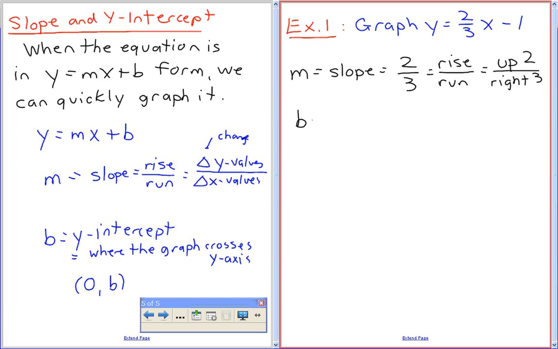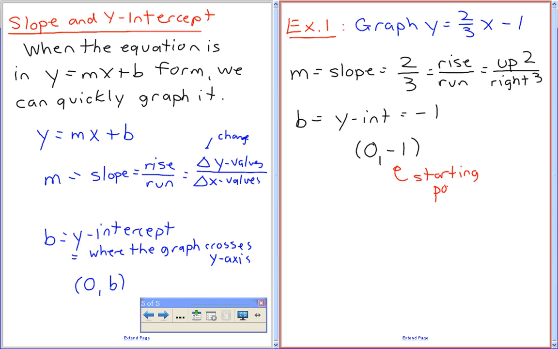Okay. B means what in English? What does B stand for? Bumblebee? Please tell me, what's B? I hope I heard somebody say it. Y-intercept. Thank you. My y-intercept is -1. On my graph, that's (0, -1). This is your starting point.